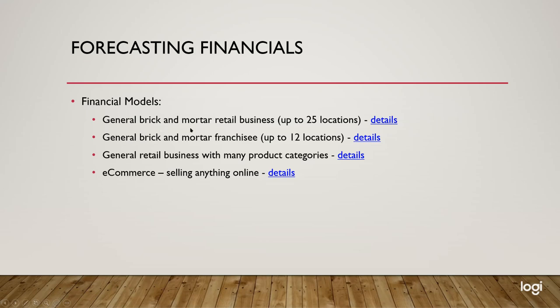So the first one, general brick and mortar retail business. This allows you to scale up to 25 locations, and the ground up revenue forecasting is based on essentially three product types. You could define their different prices and how your sales volumes are comprised of each one. And then it does a scaling forecast based on you opening up and either developing or buying different retail businesses over time, and what that revenue looks like based on some capacity assumptions, as well as what your operating expenses are, cash flow, investment requirements, all that.